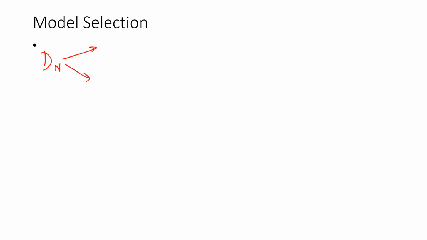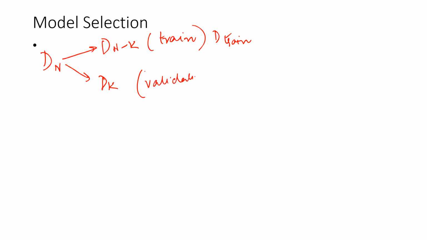and of course, because we're using validation, we're going to split it into N minus K for training, and then here is the validation set. As we said earlier, this is the training set, sometimes also denoted by D_train, and this is the validation set, also denoted by D_val. So what is a model? A model is nothing but a hypothesis set plus an algorithm, right?